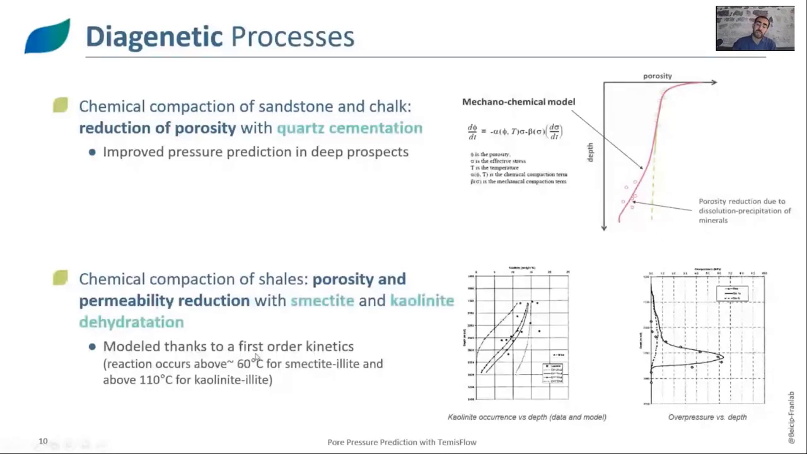That improves the pressure prediction in deep prospects. Second of all, you can also take into account the chemical compaction of shales by taking into account the porosity and permeability reduction with smectite and kaolinite when they turn into halite. This is modeled thanks to a first order kinetics. So you define the transformation of smectite into halite and kaolinite into halite, which will usually occur around 60 degrees for smectite and 110 degrees for kaolinite. Here, for example, you have the occurrence with depths, and here the effects on overpressure.